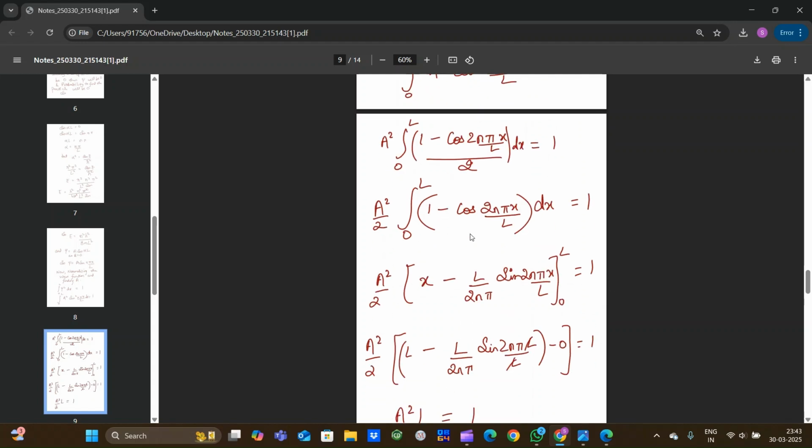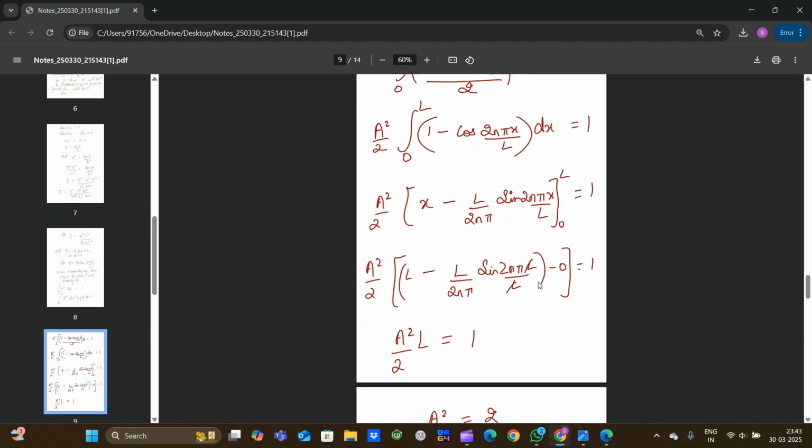I'm just integrating this part. First I will integrate 1, that will become x, and for the integration of this term, first the constants that are before x, their reciprocal will come out, that is L upon 2 n pi, and the integration of cos is sine, so sin 2 n pi x by L. On putting first L here, and then putting zero here, both terms will become zero.